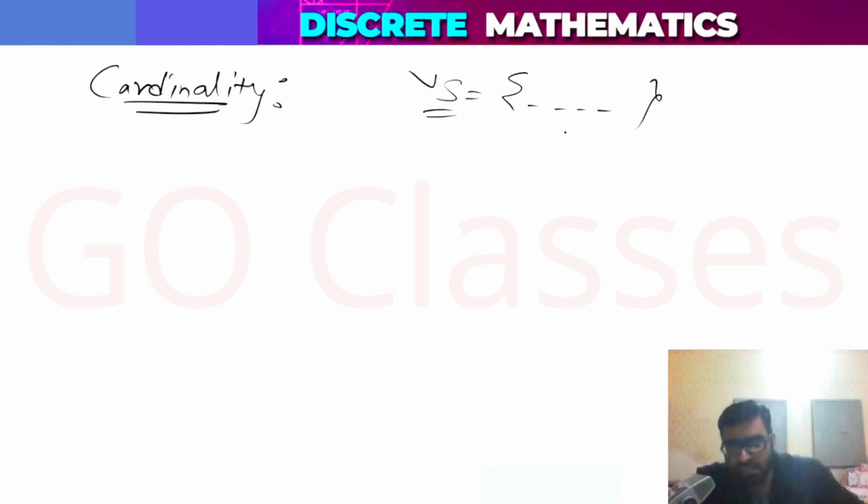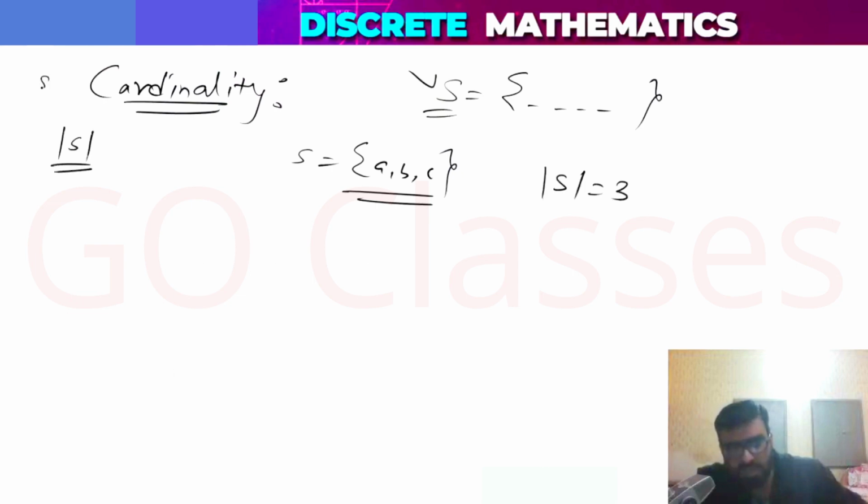Actually this definition is somewhat correct but not exactly. For example, if I give you a set, and I ask you what is the cardinality of this set, then you can say that the cardinality of set S is 3. Cardinality of any set is denoted like this. If you have a set S, then this is how you denote the cardinality of set S. So you can see that if you have this set, then definitely you can say the cardinality of S is 3.